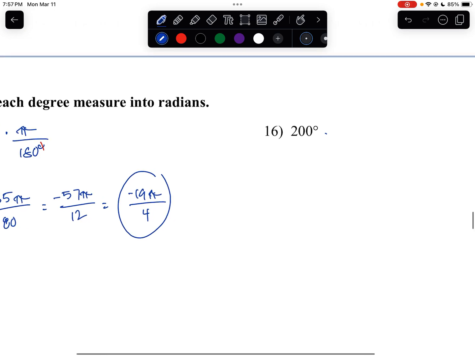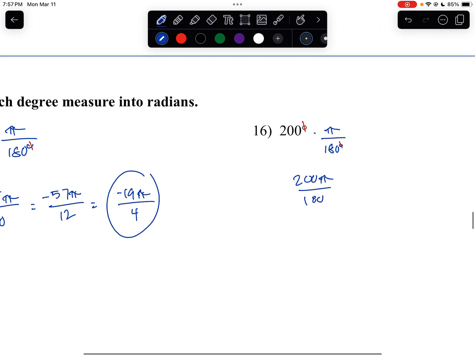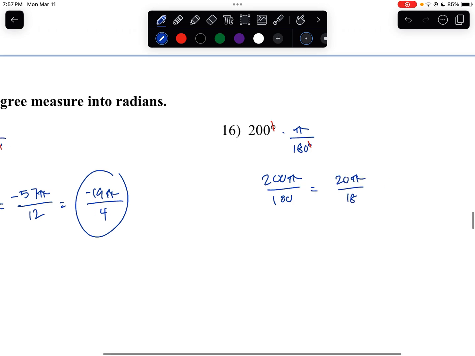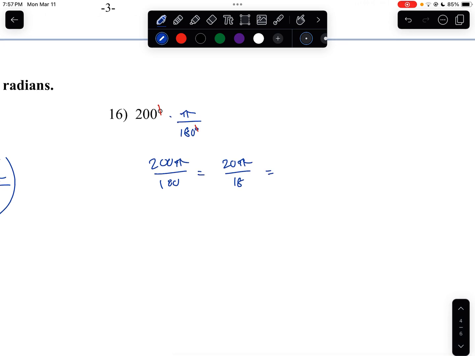So I'll do the same thing here. I'm going to multiply by pi over 180 degrees. The degrees are going to cancel, and now I'm going to be in radians. So I get 200 pi divided by 180. At the very least, I know those are both divisible by 10. That's 20 pi divided by 18. I know both of those are divisible by 2. I get 10 pi divided by 9. There you go.